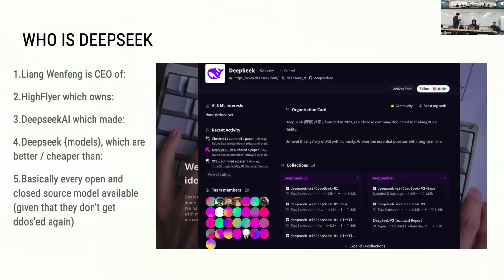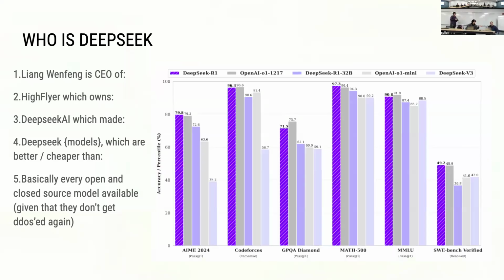They also release a fleet of models on Hugging Face. These are all the models, and the models are special in that they're just better than their peers. They beat o1, they beat Llama by a long shot. And they also serve the models themselves for free through both an API and a website, given that they don't get DDoSed again. Due to high demand, they hit the number one spot on the App Store about a week or two ago. Their service has been a bit spotty, but before then it was very good.